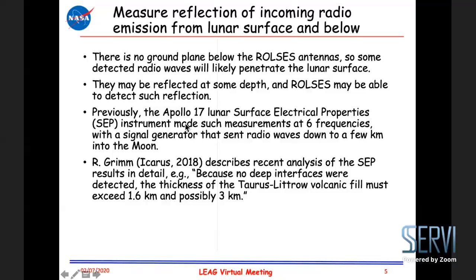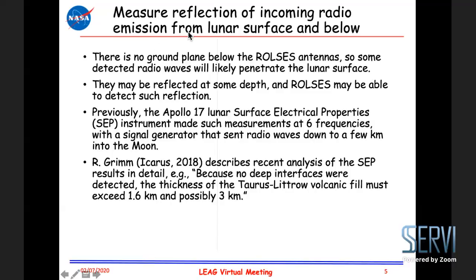And then, in a situation similar to the Apollo 17 Surface Electrical Properties instrument, which made measurements with a signal generator that sent radio waves deep into the Moon, maybe up to a few kilometers. And this paper in Icarus describes a recent analysis of the Surface Electrical Properties instrument results. For example, they said because no deep interfaces were detected, the thickness of the volcanic fill must exceed 1.6 kilometers and possibly reach 3 kilometers.